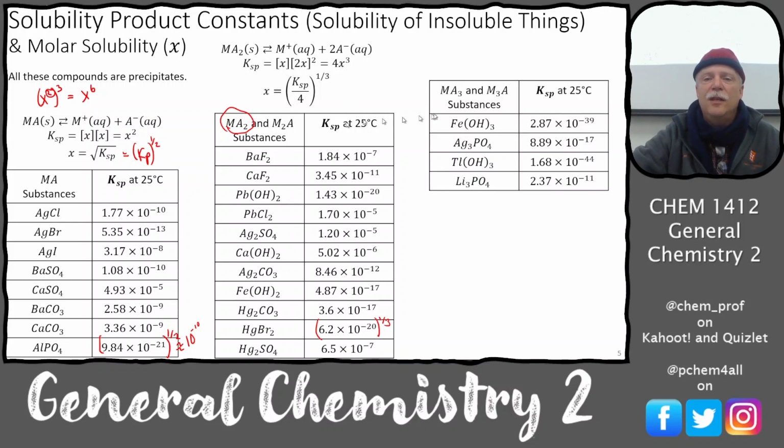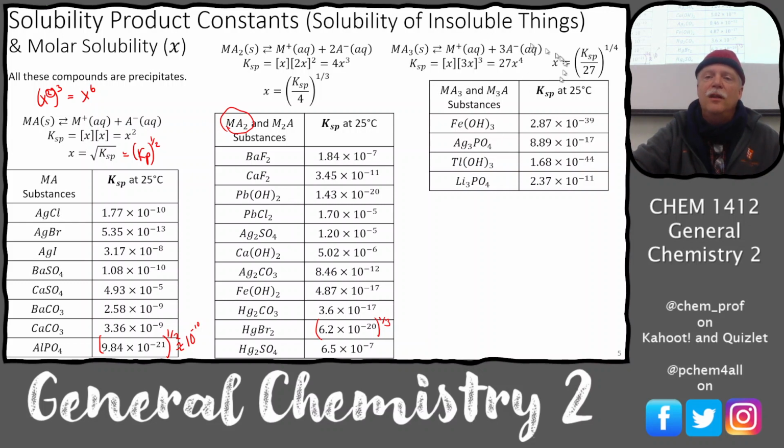Let's look at some of the other substances. Here's an MA3. So iron can be a 3+ charge, and if you pair it with hydroxide, which is 1 minus each, you need 3 hydroxides to balance that out. So that's an MA3. Here's silver phosphate. Silver's +1, phosphate's 3 minus, and so that's an M3A type substance. And here's the math that goes with those. So the molar solubility would be that KSP over 27 to the 1/4 power.